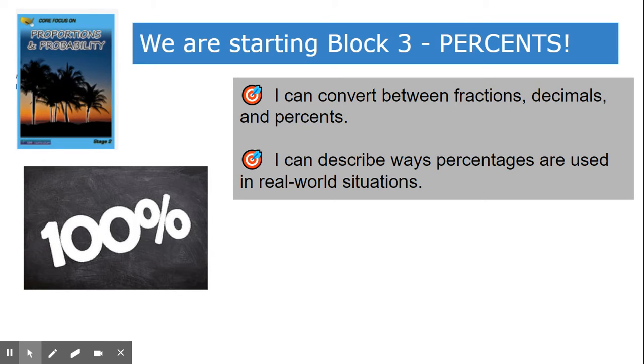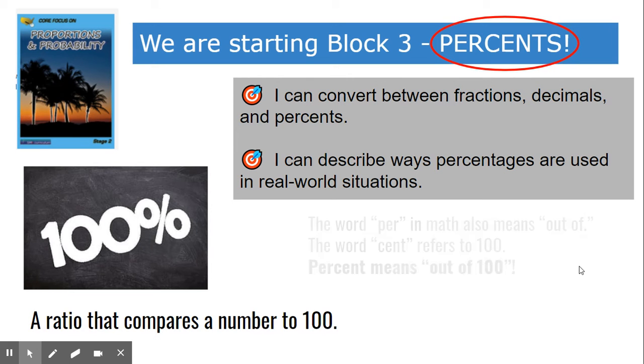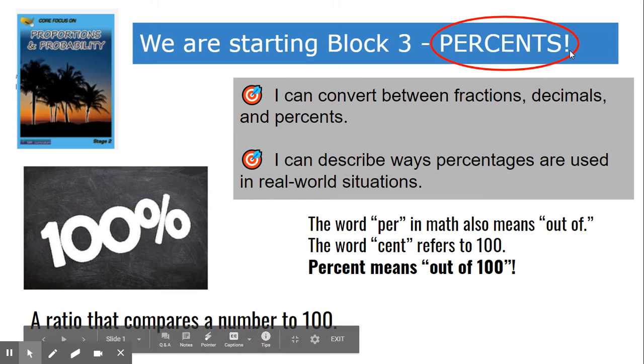We get to start block 3, and it's all about percents. If you didn't know what percent meant, it means a ratio that compares a number to 100. You can also think about it this way. The word per in math means out of. The word cent refers to 100, like thinking about 100 pennies or 100 cents in a dollar. So percent means out of 100.